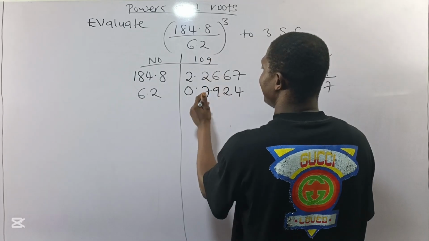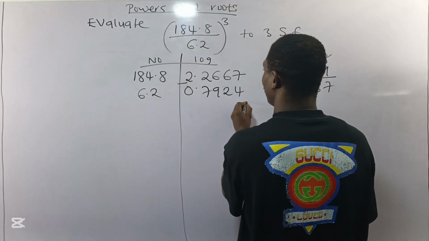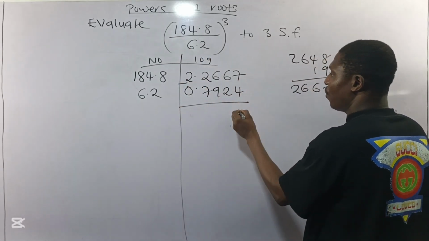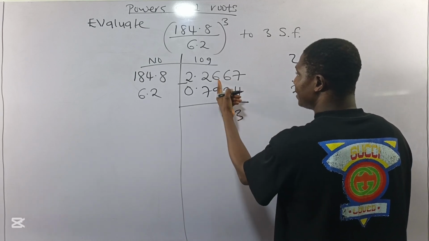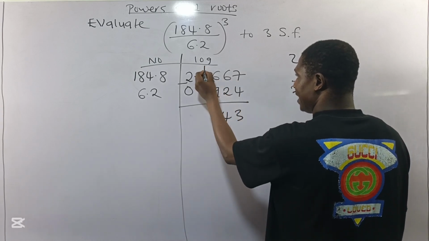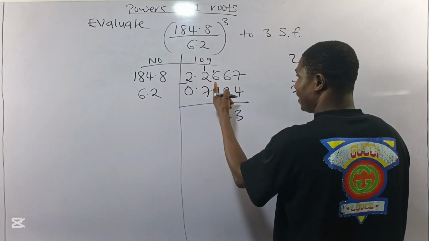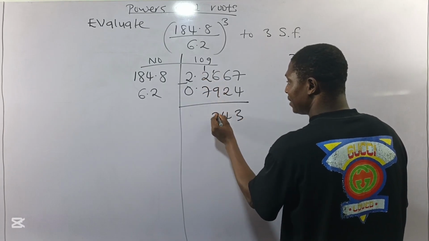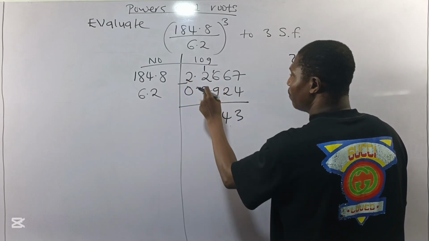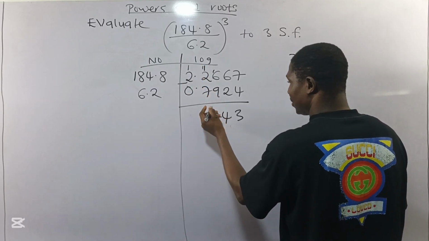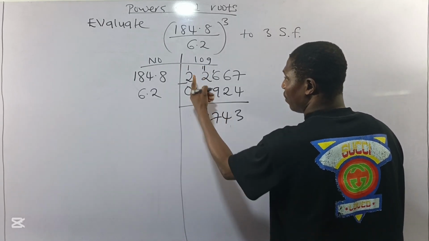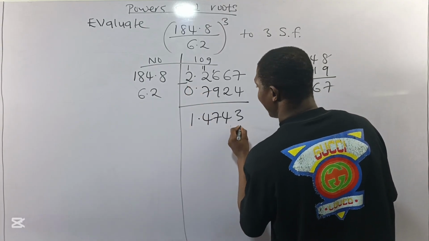7924. And I will subtract because of my division sign. 7 minus 4 is 3. 6 minus 2 is 4. 6 minus 9 cannot. I'll put 1 here. Reduce it to 1. I'll bring 1 here. 16 minus 9 is 7. 1 minus 7 cannot. I'll take 1 from here, become 1. They become 11. 11 minus 7 is what? 4. And 1 minus 0, 1. I have this.